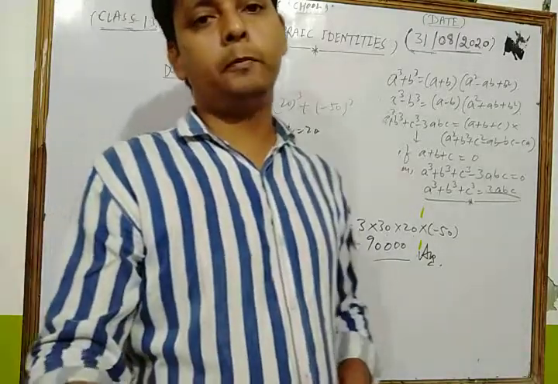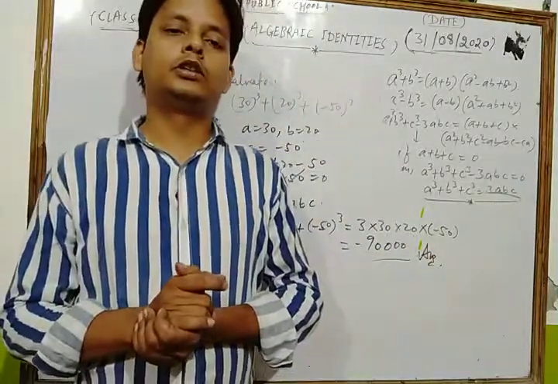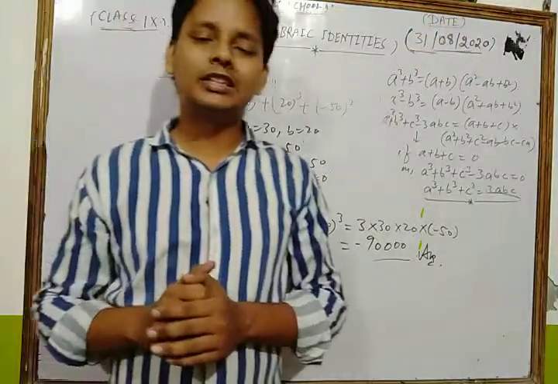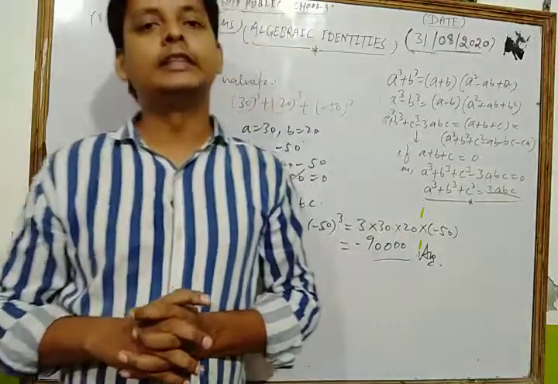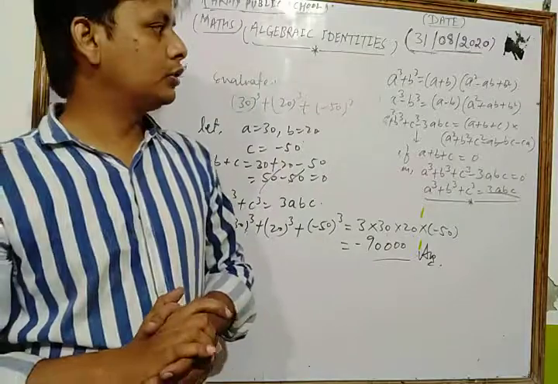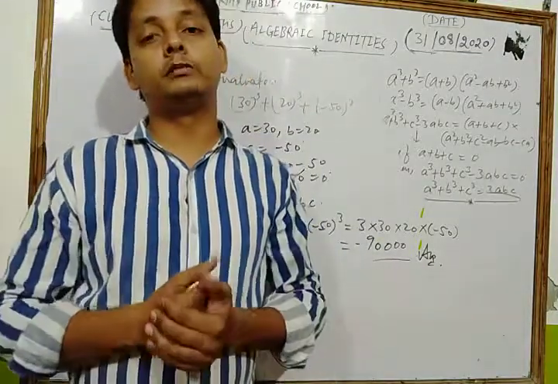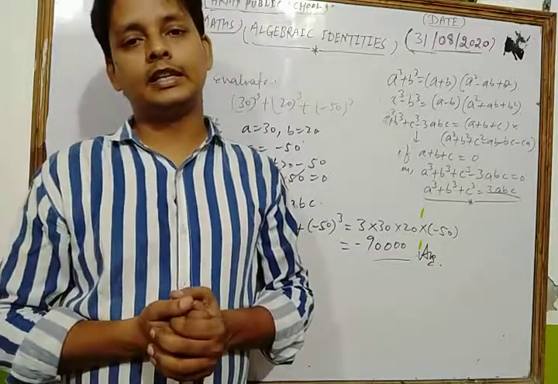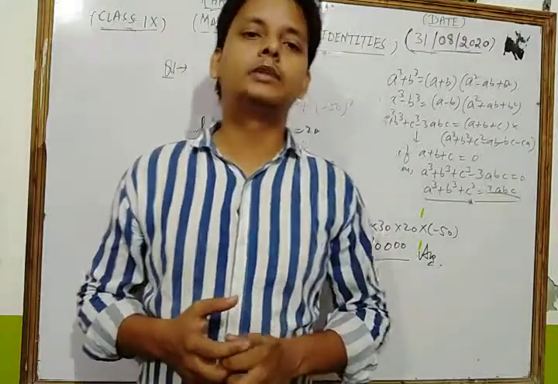So dear students, today we discussed all the algebraic identities which are in your syllabus, and we solved questions based on each and every algebraic identity. So now that chapter is completed. First you revise all the algebraic identities which we discussed in this class and previous classes. After that you complete your NCERT exercise based on all the algebraic identities.